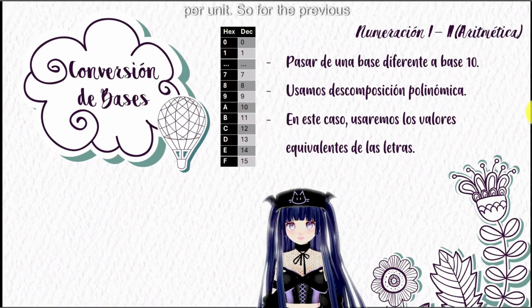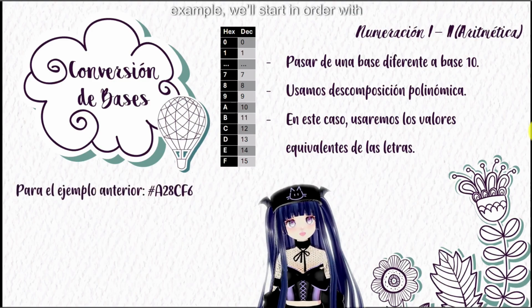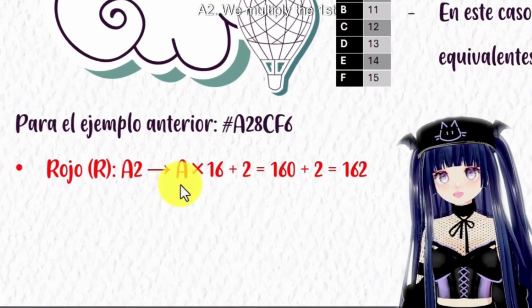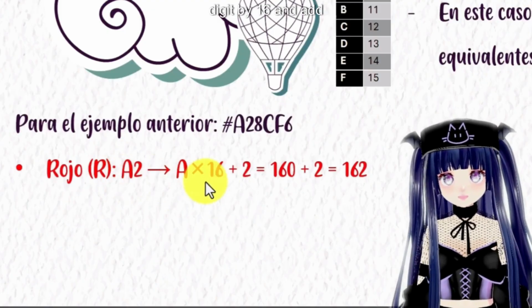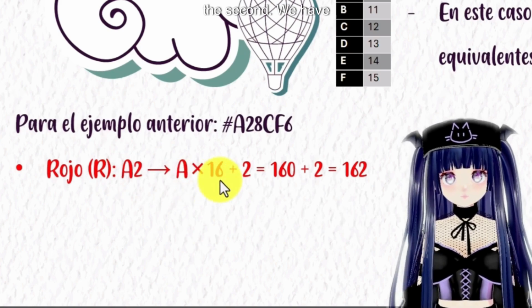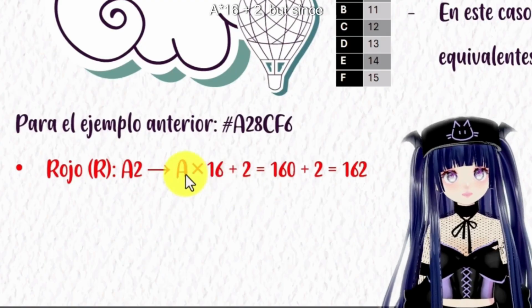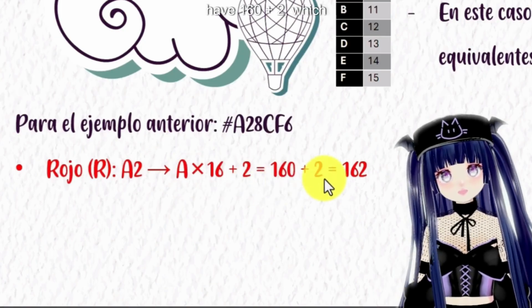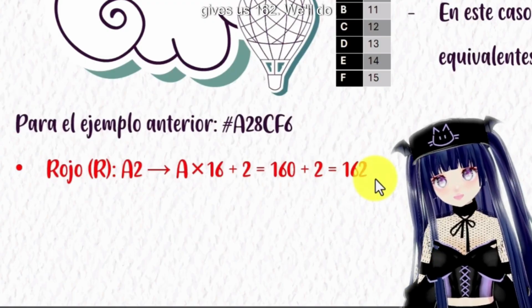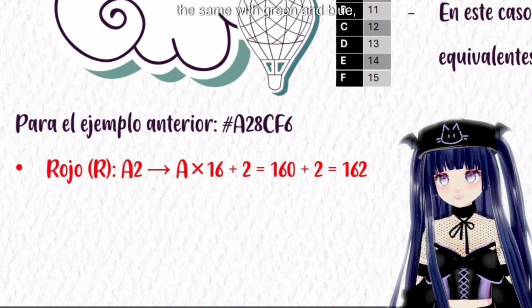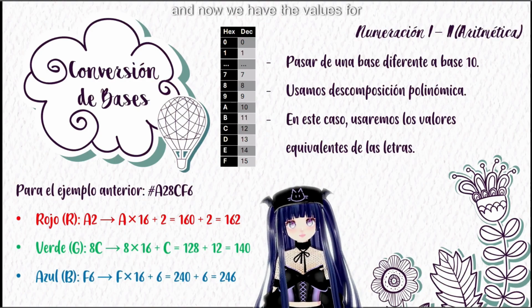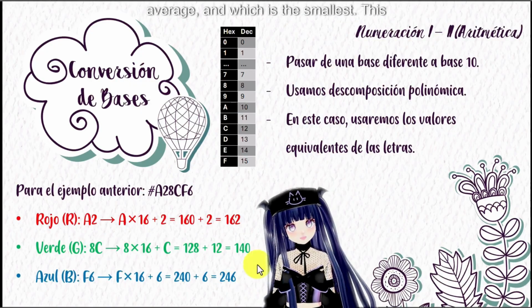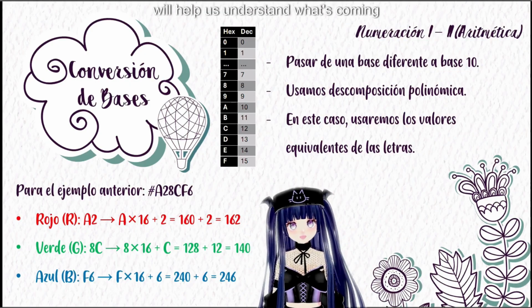So, for the previous example, we'll start in order with the red component. Let's decompose A2. We multiply the first digit by 16 and add the second. We have A times 16 plus 2. But since A equals 10, we would have 160 plus 2, which gives us 162. We'll do the same with green and blue. And now we have the values for all three. It's quite clear here which is the largest quantity, which is the average, and which is the smallest. This will help us understand what's coming next.